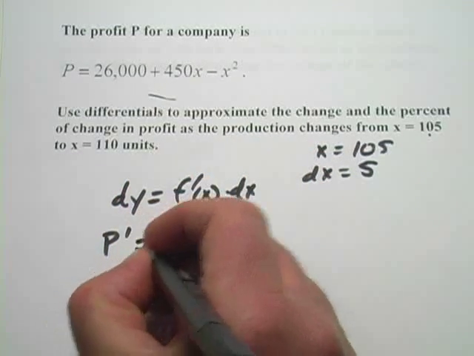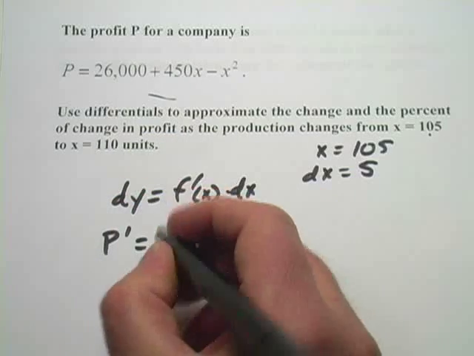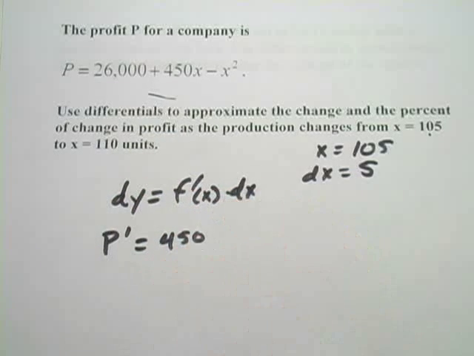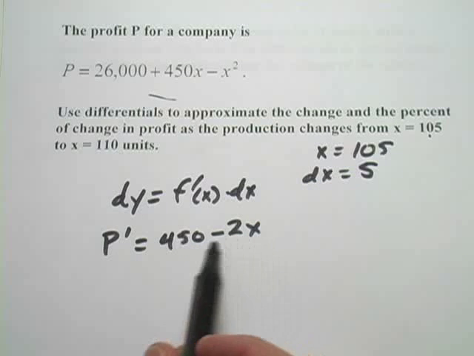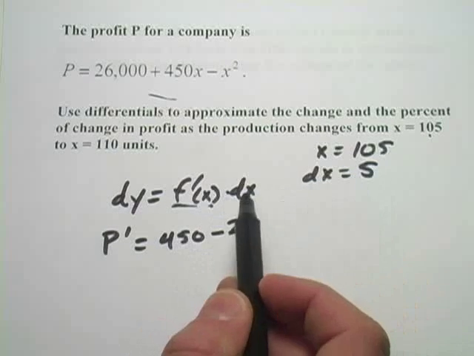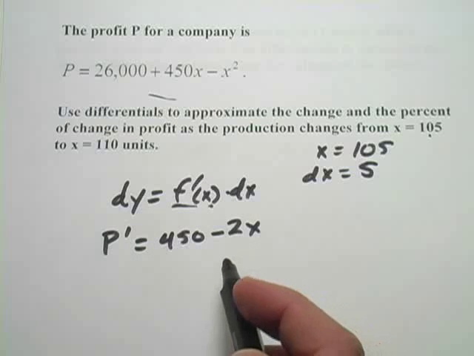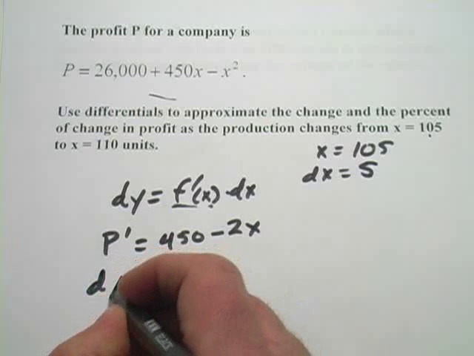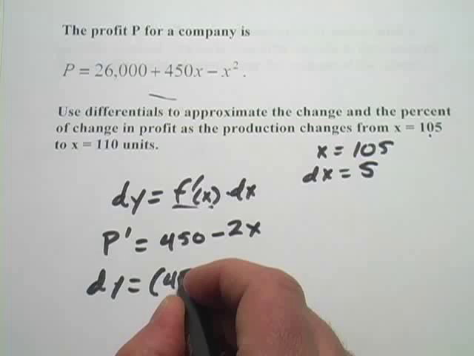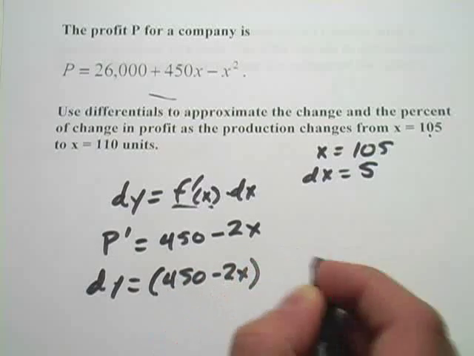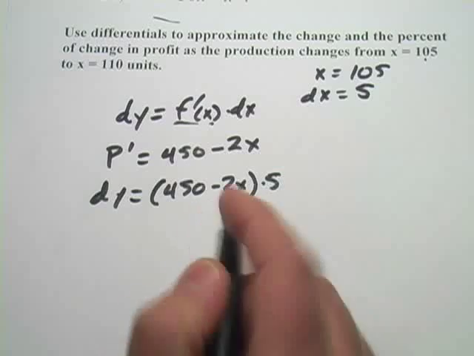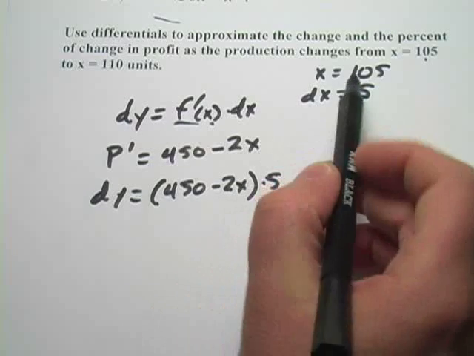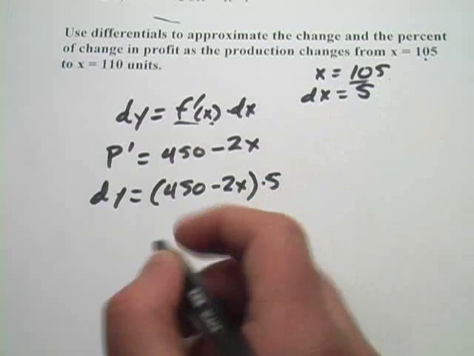So p prime equals, well, the 26,000 disappears. This becomes just 450. And then this would be minus 2x. So there is our derivative of the profit function. I'm going to put this in here and put in 5 for dx, and we should be able to calculate dy pretty simply. So dy equals 450 minus 2x times 5, because that's our change in x. And x is 105. So let's put that in there.